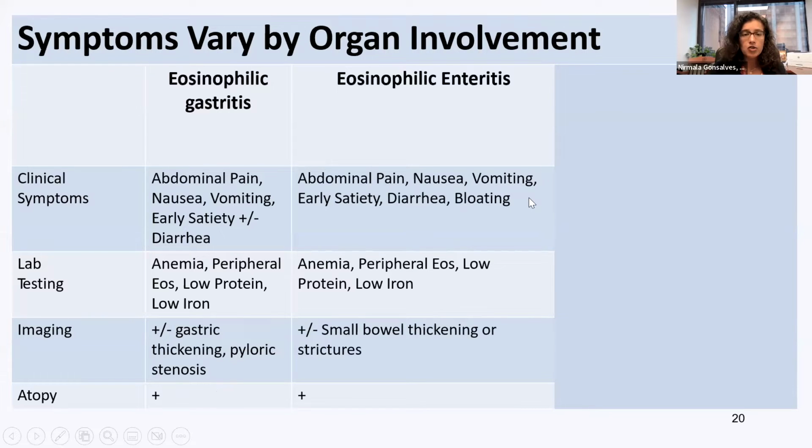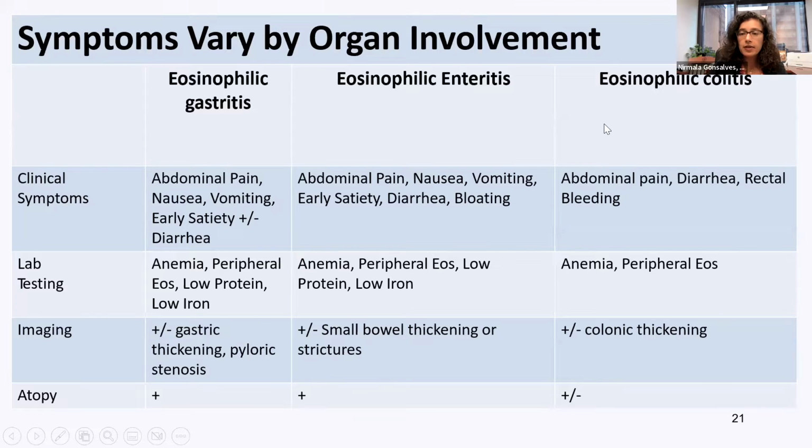What about eosinophilic enteritis? Well, they have similar clinical symptoms, but then start to have more diarrhea and bloating, depending on the percentage of intestine involved. Lab testing is similar, but they can have more profound low protein and low iron, particularly in cases of protein-losing enteropathy. Imaging can show small bowel thickening or strictures or narrowing, and atopic conditions are typically present. With eosinophilic colitis, you tend to see more diarrhea and even rectal bleeding. Anemia can be more profound, so low blood counts. Imaging may show some colon thickening, and atopy is not as common as in patients with eosinophilic gastritis and enteritis.